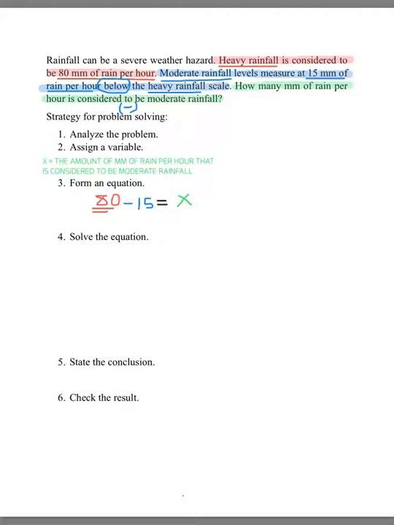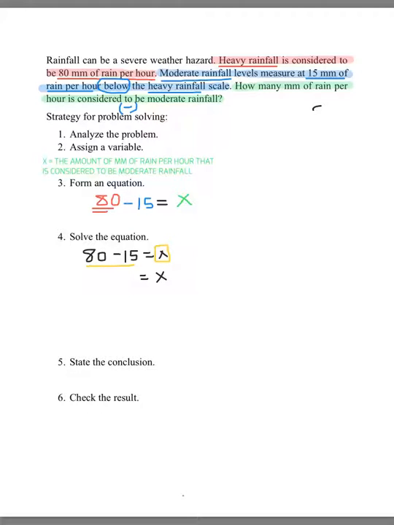So now let us go ahead and solve the equation. Remember, when solving the equation, you always want to start off with the original equation found in step 3. So we'll have 80 minus 15 is equal to x. Now we always want to isolate the variable by itself, and in this case it already is isolated. So we'll just go ahead and bring that on down. And now we're going to have to do 80 minus 15, and we'll do that off to the side as scratch work.